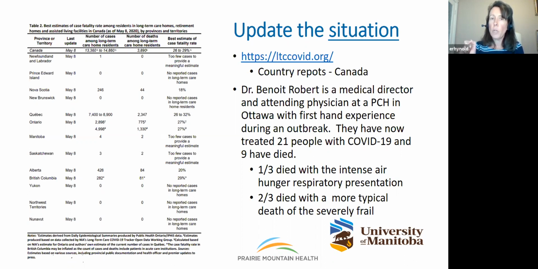The numbers that are being quoted as the best estimates we have for case fatality tend to be in the provinces that have the highest number of cases, and those are also the provinces that have the most reporting. So in Canada, the case fatality rate for long-term care home residents who are COVID positive is between 26 and 29%. Now, when you go to the country's report on this website, Canada's case fatality rate is quite high, but there are a lot of confounders.